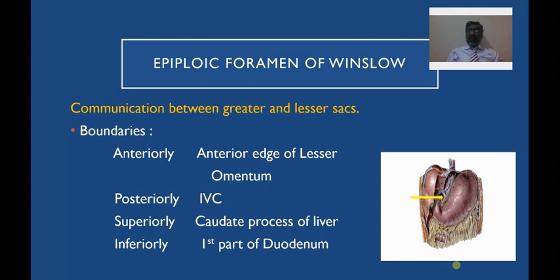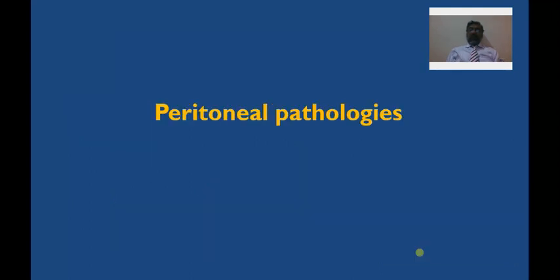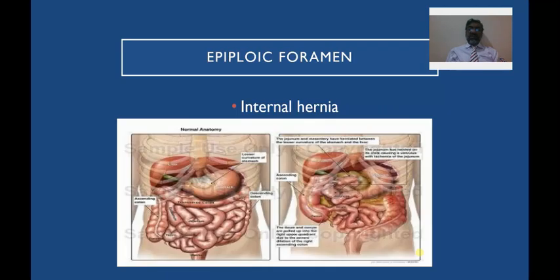This picture is showing you the location of epiploic foramen and its boundary. And this yellow arrow is going inside the epiploic foramen. Having gone through this basic information regarding the peritoneum, we will discuss one by one various peritoneal pathologies. What are those? Number one is internal hernias, and these hernias can be through the epiploic foramen.